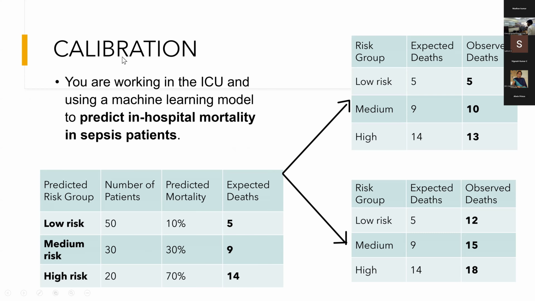So in this model, we have fed data for about 100 patients, and the machine learning algorithm has classified 50 of them to be at low risk, 30 of them to be at medium risk, and 20 of them to be at high risk.